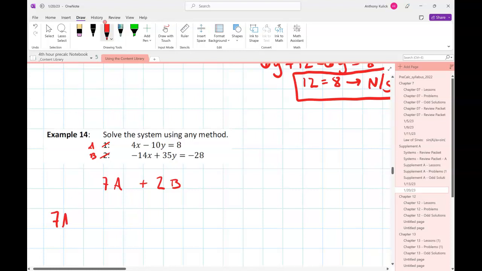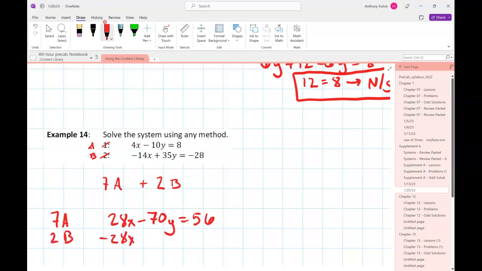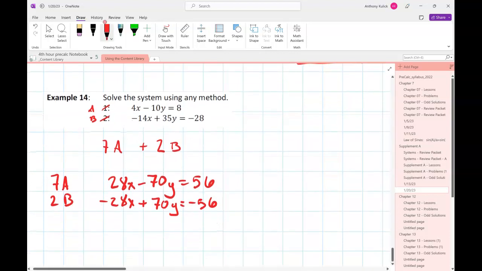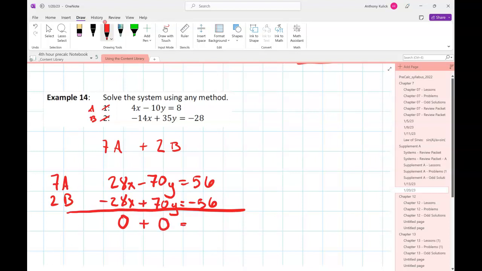All right, so let's go ahead and do that. 7 times equation A is going to be 28x minus 70y equals 56. And equation 2B is going to be negative 28x plus 70y equals negative 56. So when we add down, I get 0 for x's, 0 for y's, and that equals 0. Uh-oh, what does that say?